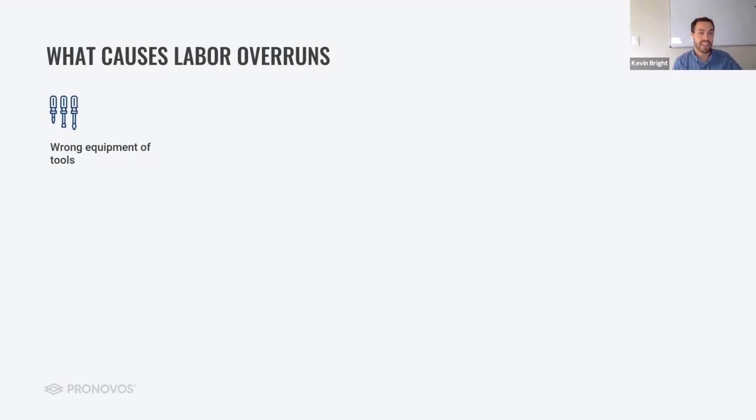And then you get to the end of the activity and you end up spending way more on labor inefficiency than you would have spent if you just bought the right tool to begin with. We used to refer to it as penny wise and pound foolish, stepping over a dollar to pick up a dime. And that's something we see a lot that causes those labor overruns.